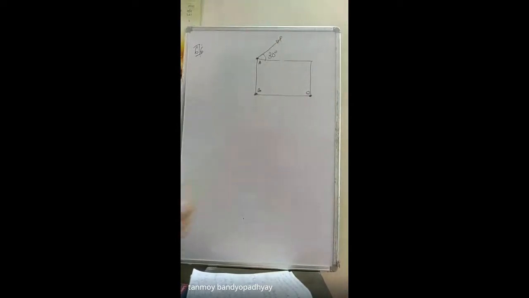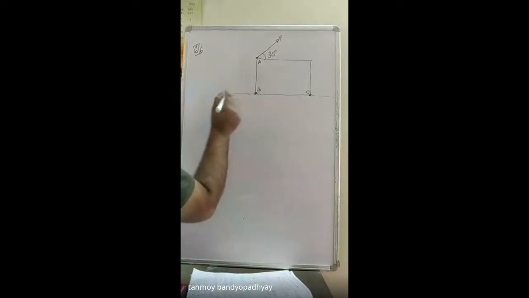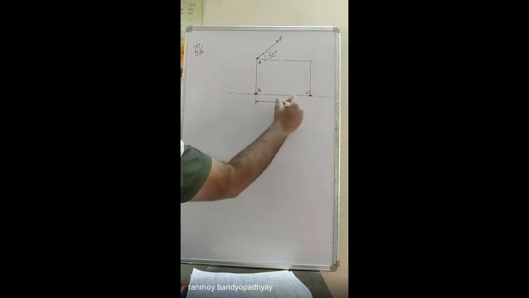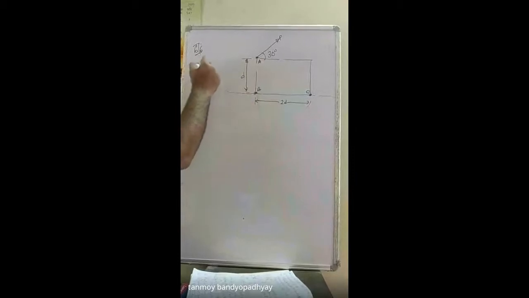So this is 30 degrees. P is given, I think. No, P is not given. P is slowly increased. So just based on any P, we need to determine whether the block slips first or tips first. So this is 30 degrees. The length is 2d. This length is 2d. And this length is small d. So we need to determine whether it slips.